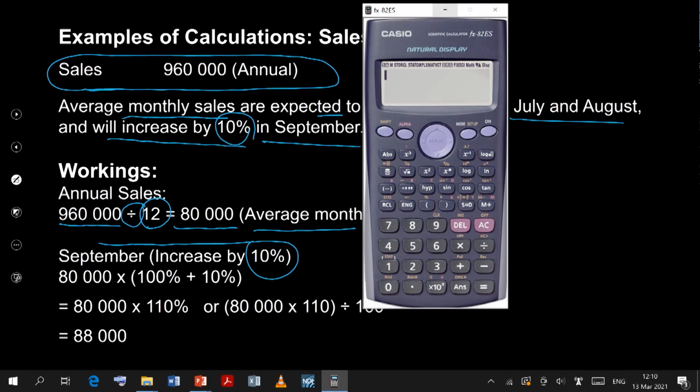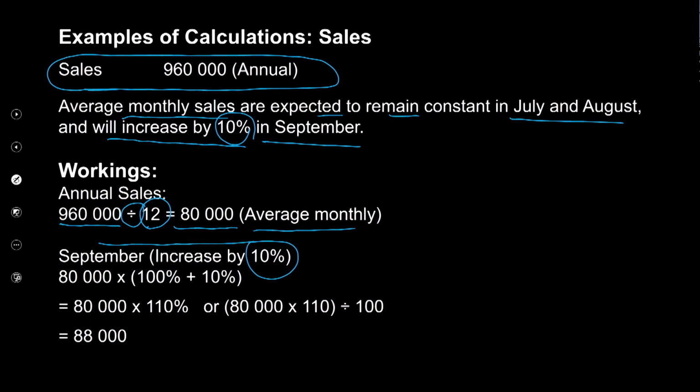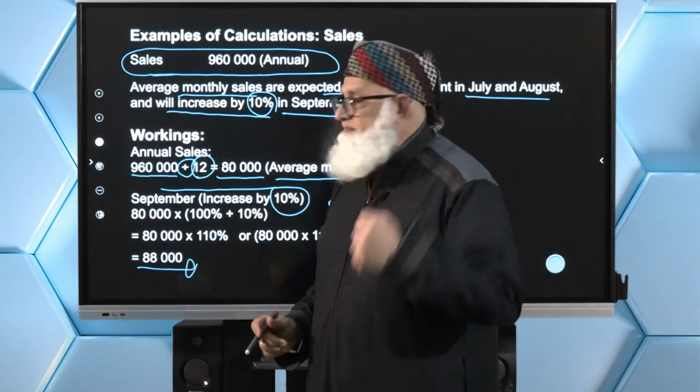Let's do the calculation. We know that it is 80,000 times your 10%, and that will give you the increase of 8,000 Rand. So now we do 80,000 Rand plus the increase. We've calculated the increase as 8,000 Rand, so 80 plus the 8 will give me a final figure of 88,000 Rand. That will be my projected sales for September.